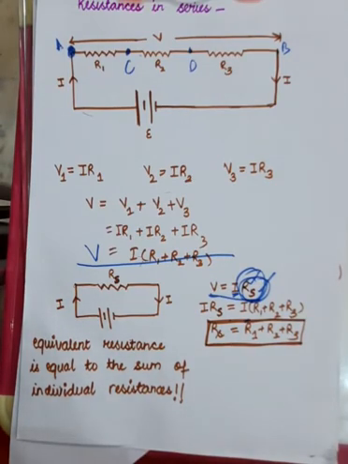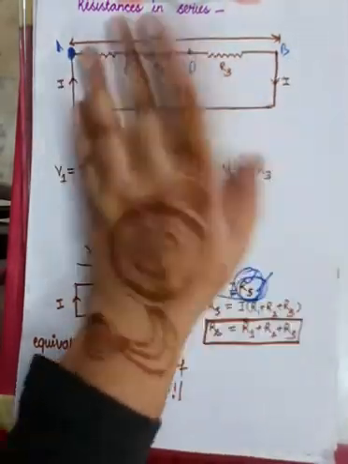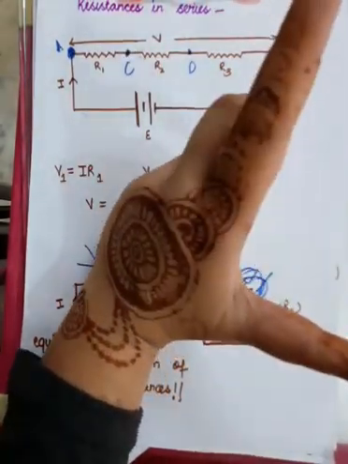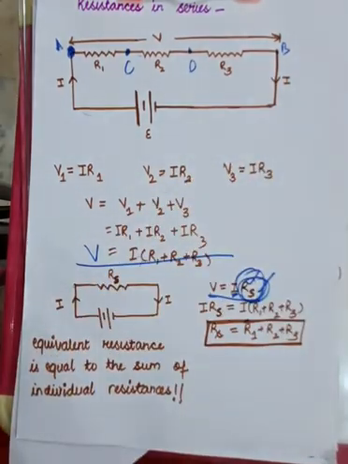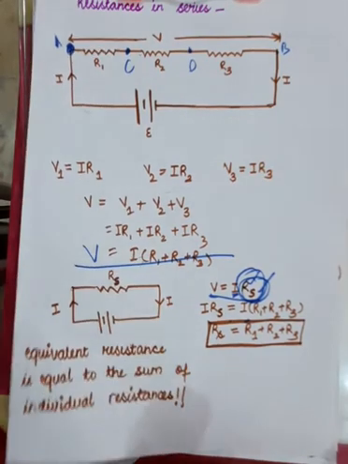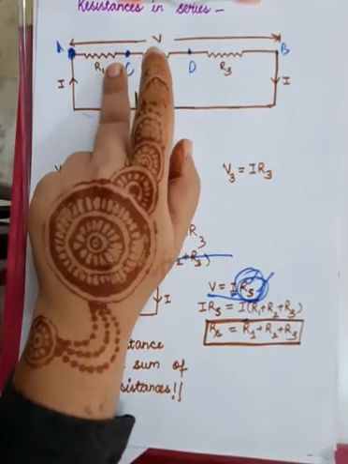Point number 2, current in the circuit is independent of the positions where the resistors are placed. Whether you place them here or there, you just need a path. You don't need any particular relative orientation of the resistors. Next, the voltage is directly proportional to the resistance. If the resistance is more, more voltage drop will happen there.